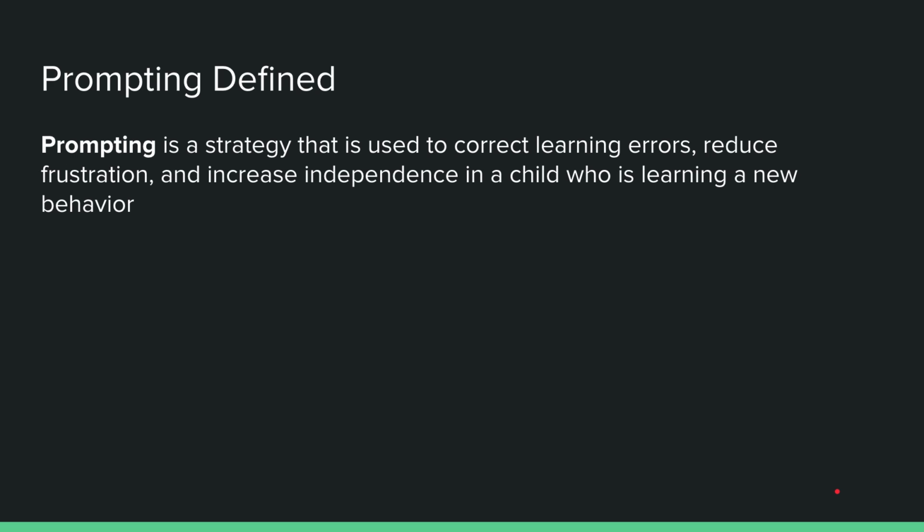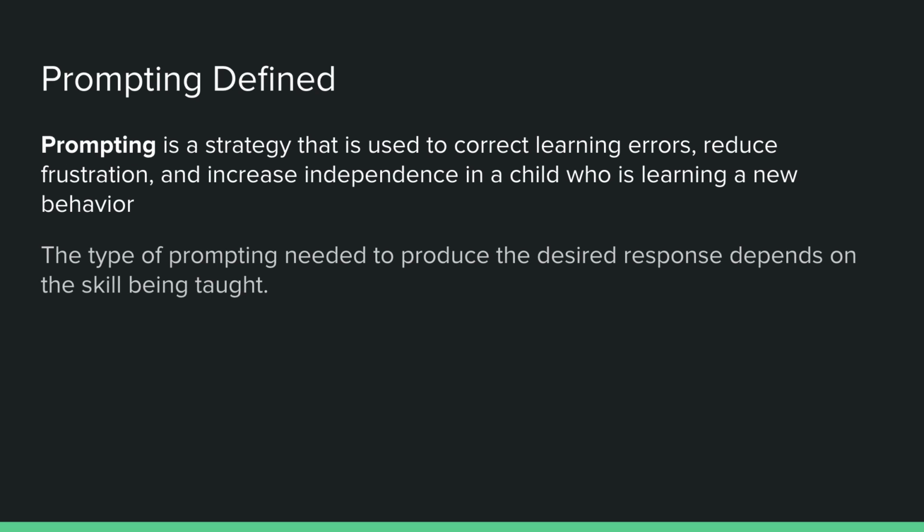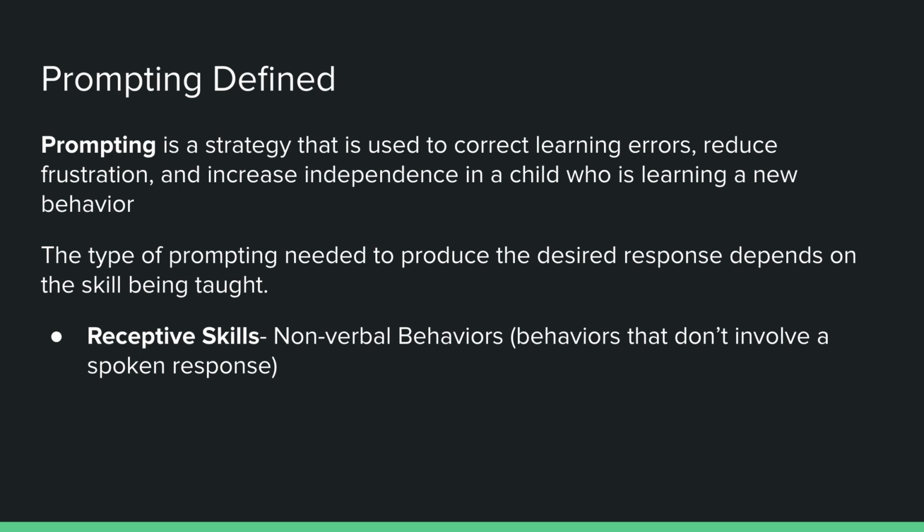So prompting is a strategy that is used to correct learning errors, reduce frustration, and increase independence in a child who is learning a new behavior. The type of prompting needed to produce the desired response depends on the skill that is being taught. So first we got our receptive skills. Those are our nonverbal behaviors. Basically, any behavior that doesn't involve a spoken response. In order to teach that, we're going to teach that using our receptive skills prompt hierarchy.